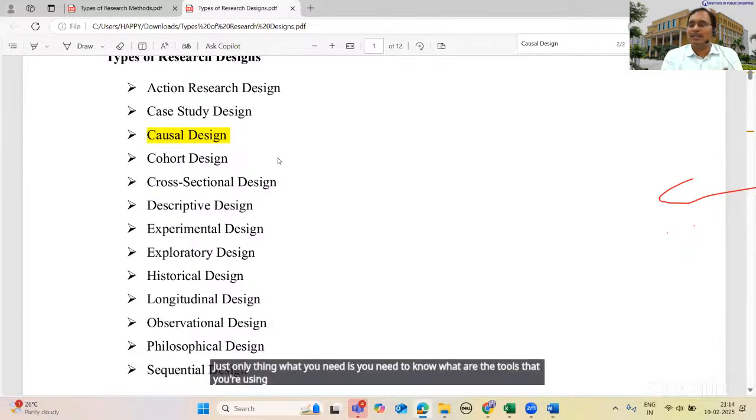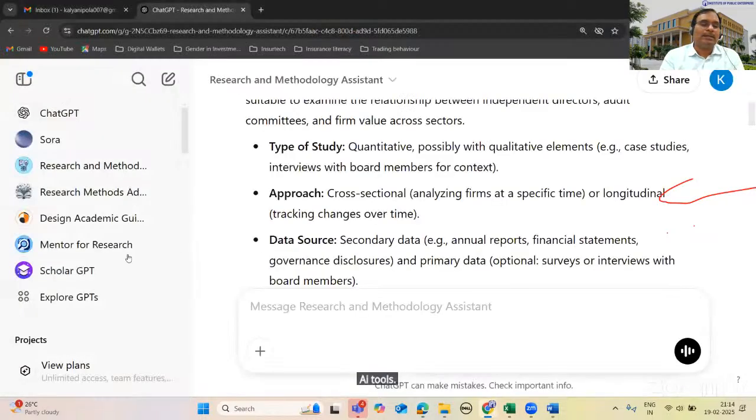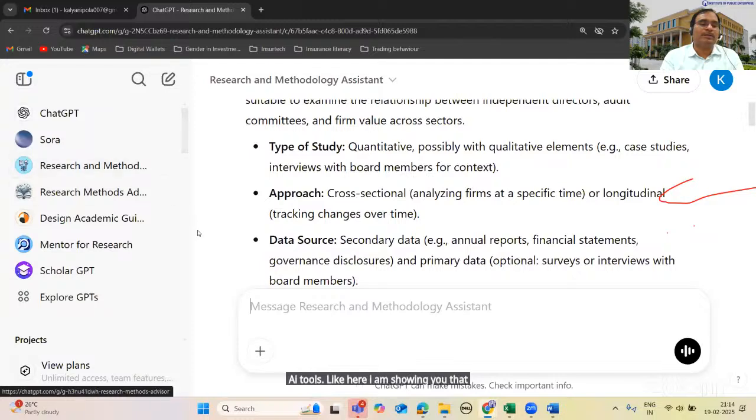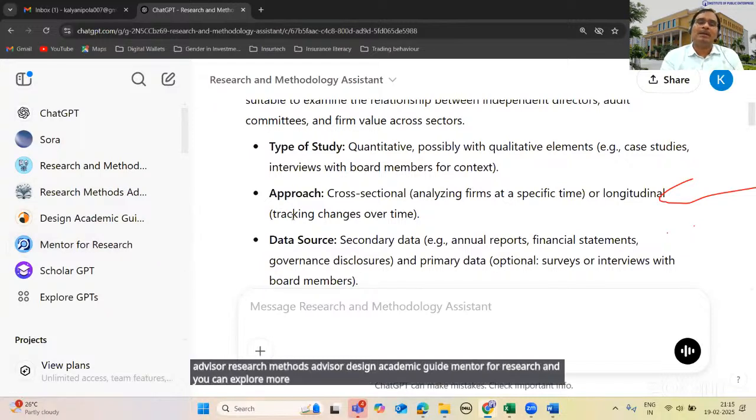ChatGPT is the one. In that, you have a mentor for research design, academic guide, research methods advisor, research methodology. Using those multiple AI tools, like here I am showing you the research methods advisor, research design, academic guide, mentor for research, and you can explore more GPT tools here. With all these AI tools, you can really do a wonderful research design within no time.